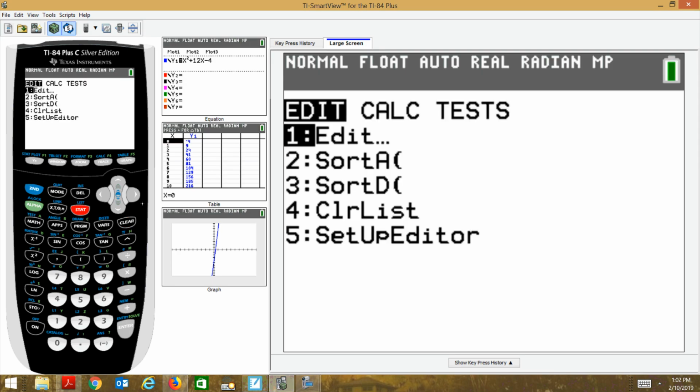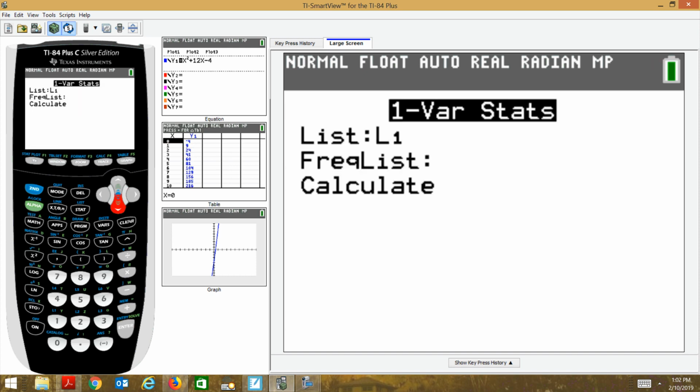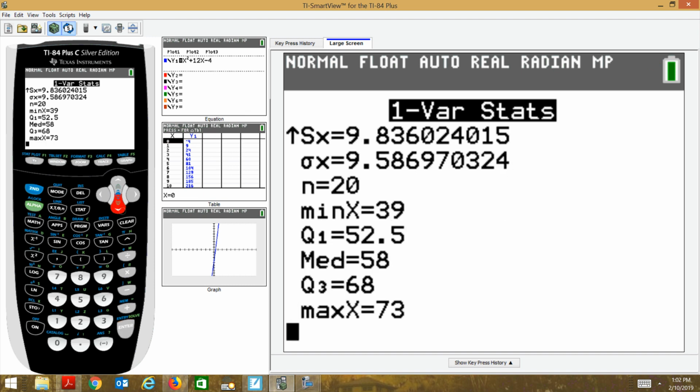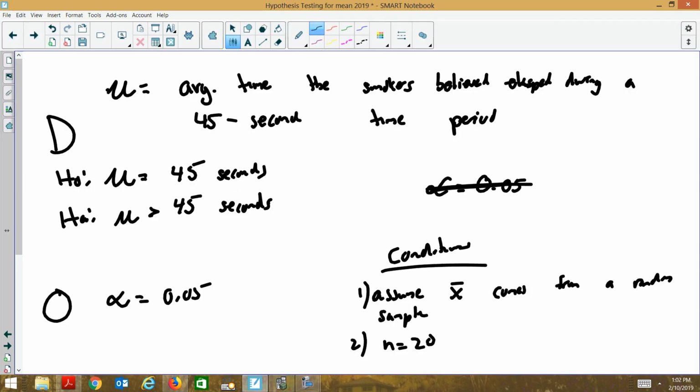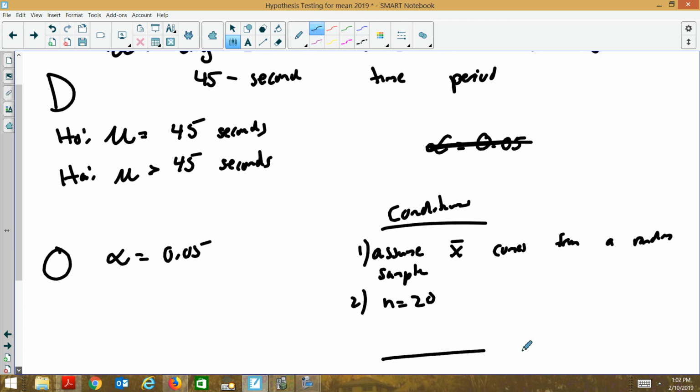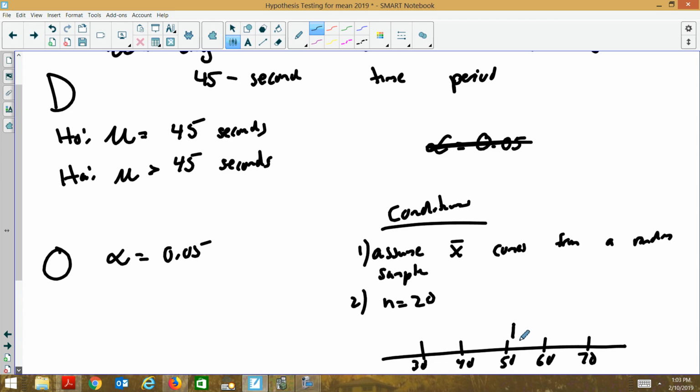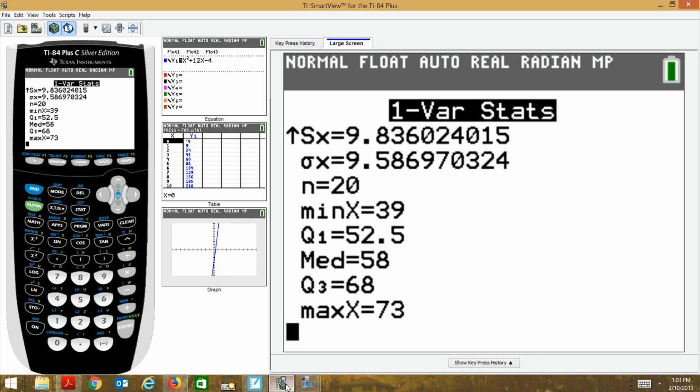I'm going to create a box plot. So I'm going to get my 5-number summary. And now I have enough information to create my box plot, just to see if it's normal enough. 30, 40, 50, 60, 70. So my minimum is 39, my Q1 is 52, my Q3 is 68, so 52 to 68. 73 was my maximum, I believe, and my median is 58.